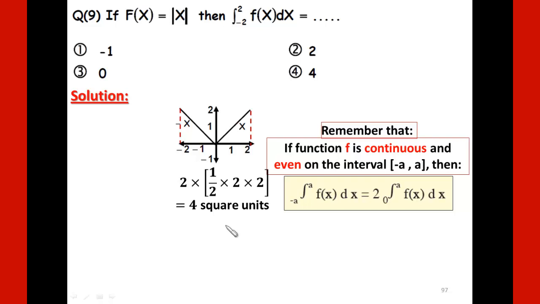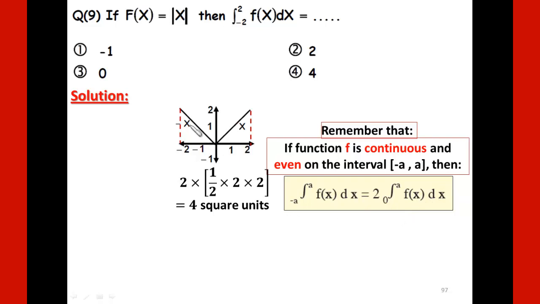Now we will calculate the integral using the rule of integration. We have the integral from -a to a of f of x dx equals the integral from 0 to a of f of x dx. f of x is the absolute value of x, a equals 2, so we have the integral from -2 to 2 equals 2 times the integral from 0 to a of f of x dx.